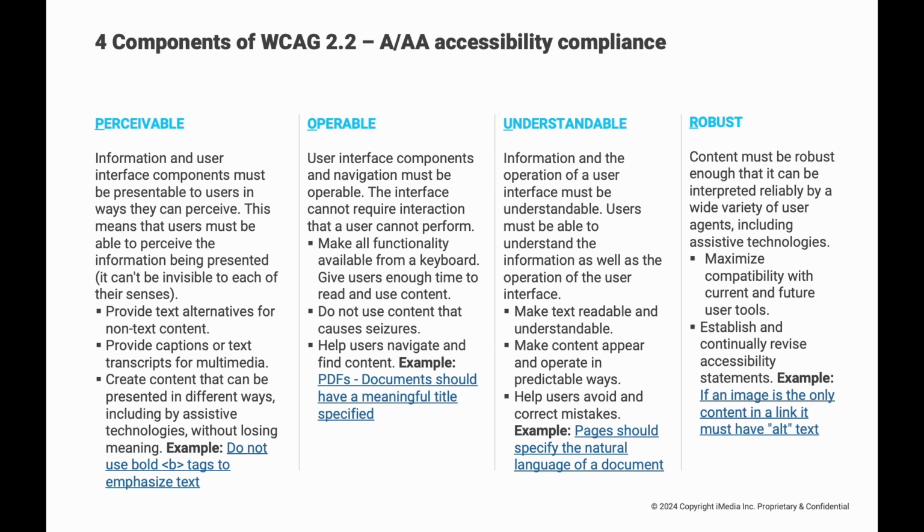Moving over to understandable, information and the operation of the user interface must be understandable. And what does that mean? You have to make the text readable and understandable. Some of the programming methods that are in use today that make a website look cool and sexy may not necessarily make it accessible. So you're going to really have to pay attention to making sure the content appears and operates in predictable ways. An example here is pages should specify the natural language of the document as well. This helps screen readers identify all of the aspects within your page.